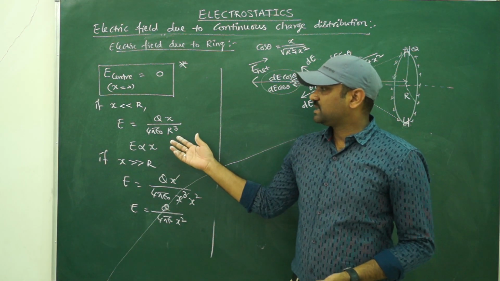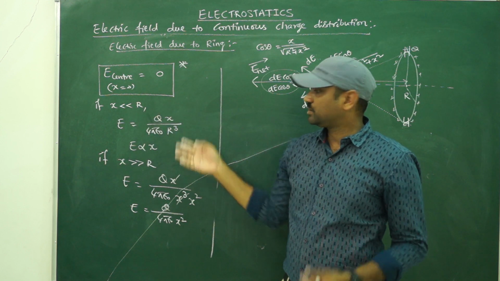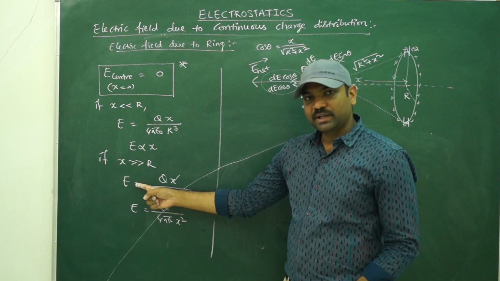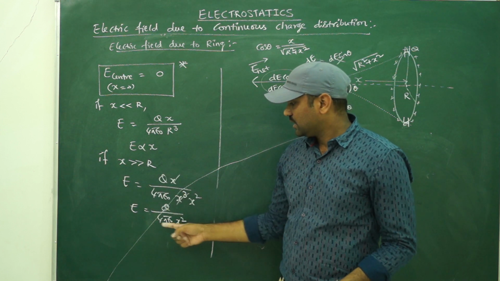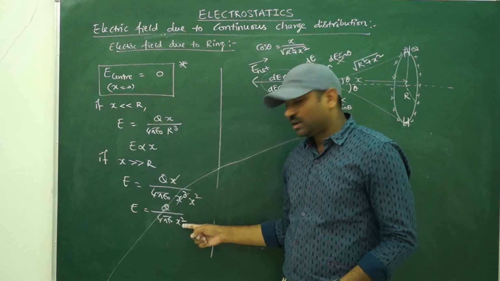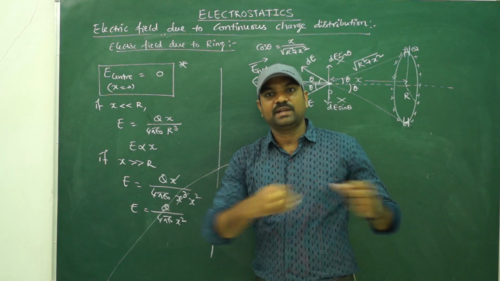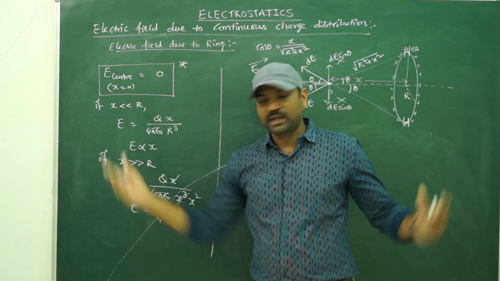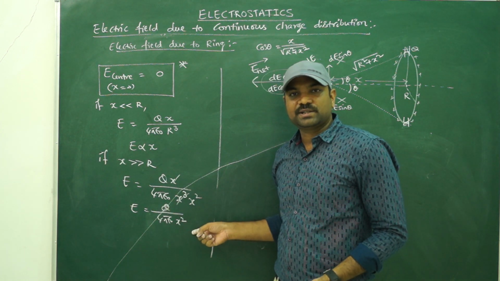So what is the analysis from this? If x is very small compared to r, means very close to ring, the field is proportional to x. If you are going far away from the ring, means x value is very great, then field is q by 4 pi epsilon naught x square, means the ring almost looks like a point charge. As you are moving very far away from the ring, then ring looks like a point charge only. Okay, so it's something like a field due to point charge, q by 4 pi epsilon naught x square.